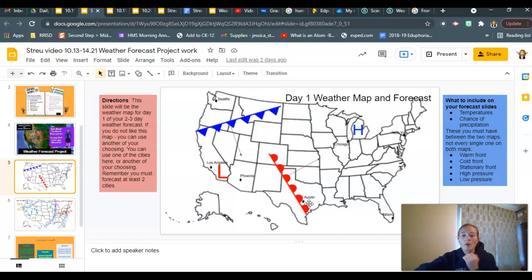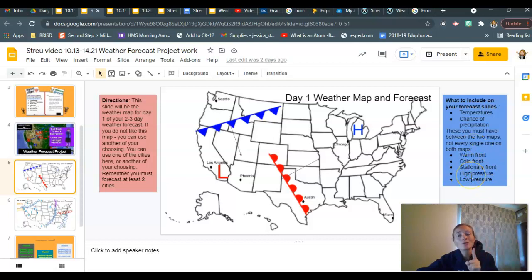Please remember that on both maps, check your checklist over here in blue. Make sure that you have temperatures and a chance of precipitation for your 2 cities. And then between your 2 maps, you have to have at least 1 warm front, 1 cold front, a stationary front, a high pressure, and a low pressure.